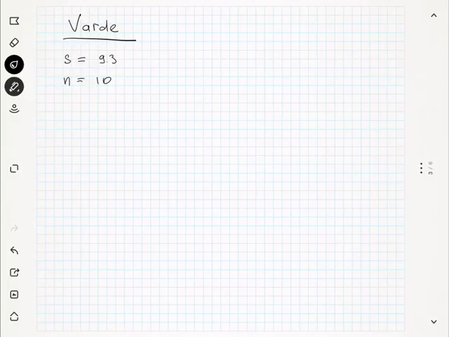So first of all, we need to calculate the variance. So this is the variance. It's 9.3 squared, which is approximately 86.5. Now, this is the variance for the sample. What will be the variance for the population?